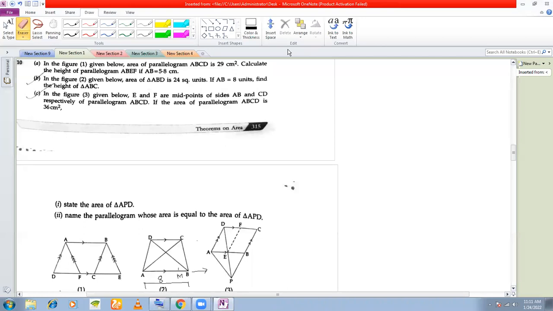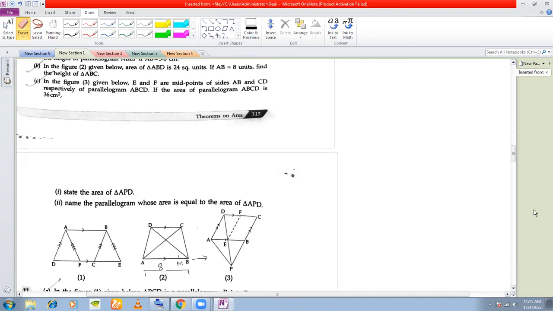Look at the same question, part C of the same question. That is 10C. If you read this question, 10C, the question states here, in the figure given below, this is the figure that we are talking about, the third figure. Okay, in the figure given below, E and F are midpoints of the sides AB and CD respectively of parallelogram ABCD. Fine, so let's mark in the figure. Okay, so E and F are midpoints, so this must be equal to this, and this must be equal to this.